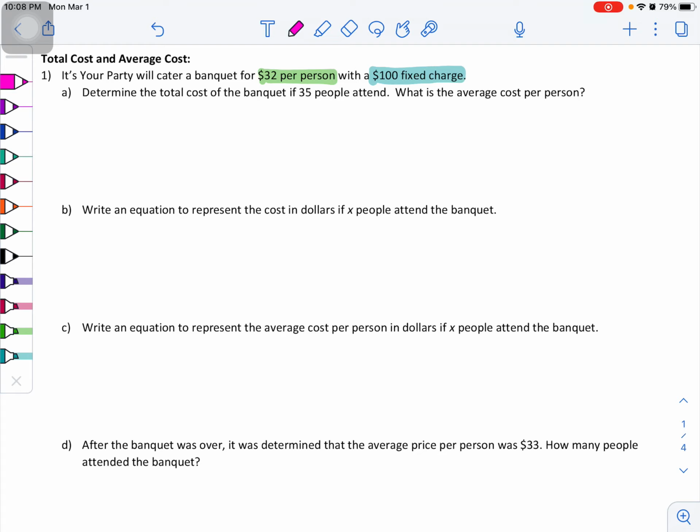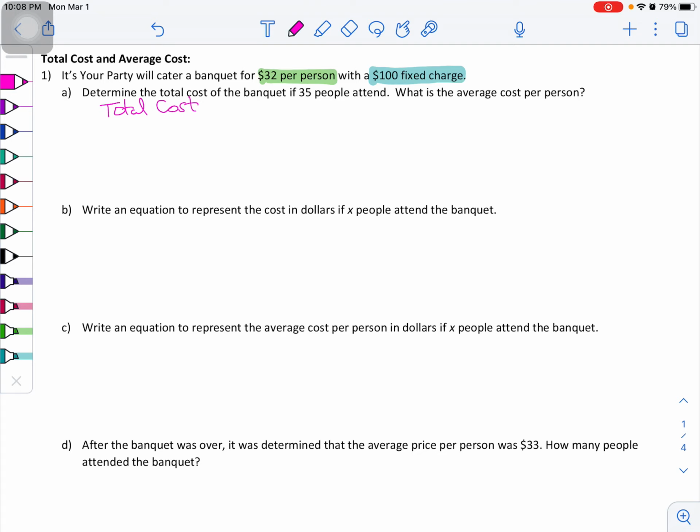So what does a fixed charge mean? A fixed charge means you're going to pay that $100 whether you have 1 person at your banquet or you have 300 people at your banquet. It's a $100 fixed charge. So whatever the catering company has, that's what they're going to charge you for.